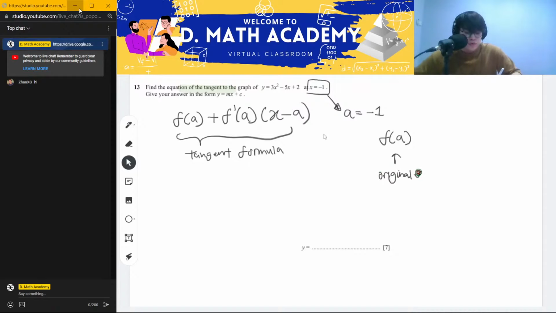So what they want you to do is basically doing it like a function where you put in -1 as your x value. So your f(a), or basically f(x). If you wanted to make your life easier, you can put this as f(x) for your own reference. Okay, it's representing the original equation, 3x squared minus 5x plus 2 here.